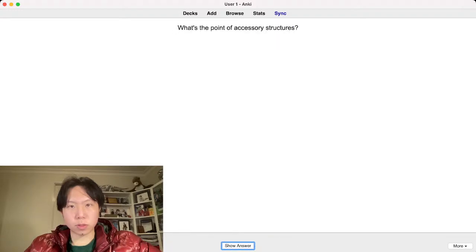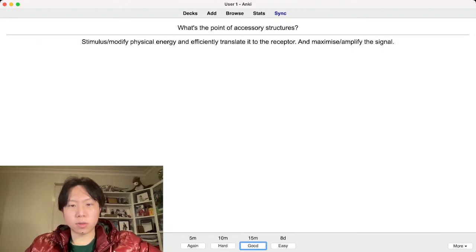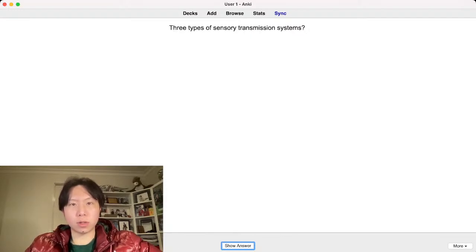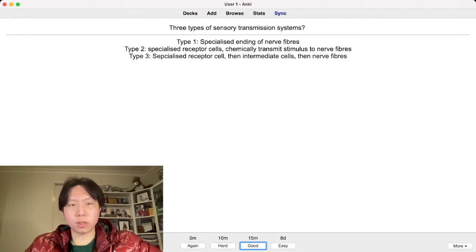What's the point of accessory structures? I think it's to just do extra stuff, like flip stuff, like in the eyes. Yeah. Three types, I don't know. Type 1, specialized ending of nerve fibers, chemically transmitted. Specialized ending of nerve fibers, specialized receptor cell. Chemically transmit stimuli to nerve fibers, specialized receptor cell, then intermediate cells, then nerve fibers.